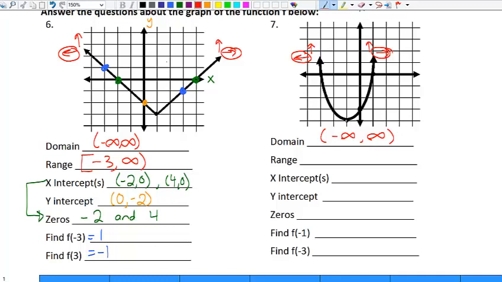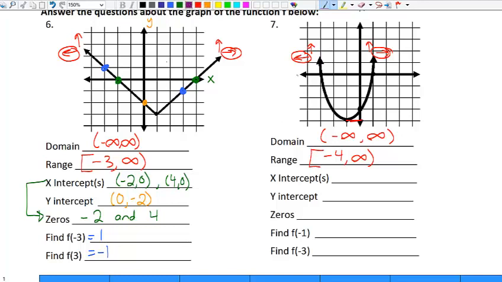The range has a low value. The lowest value it could be is -4, comma, it goes up forever, so that's a parenthesis. And the -4 gets a bracket because it's a closed circle.